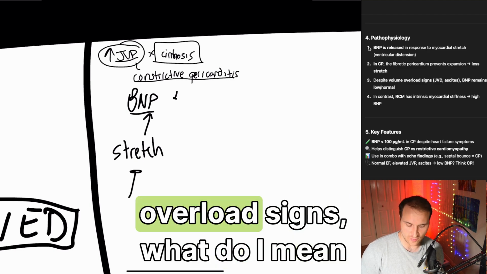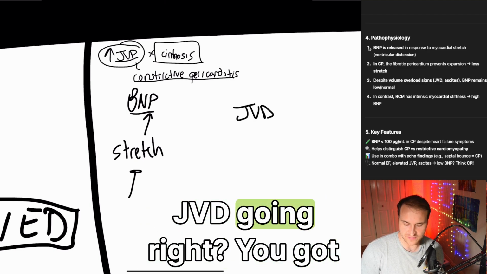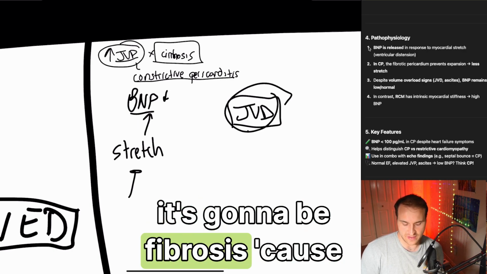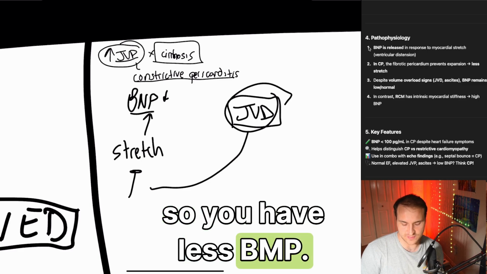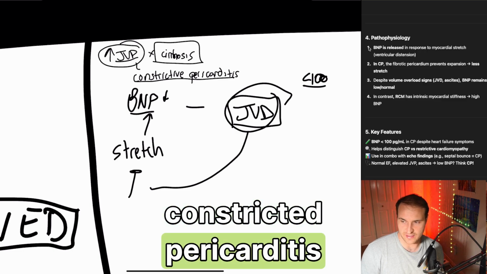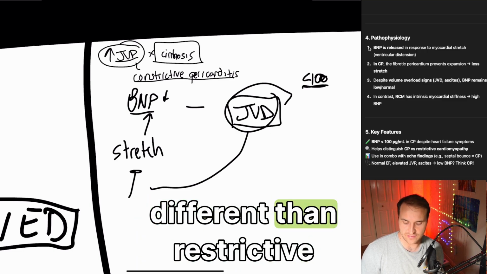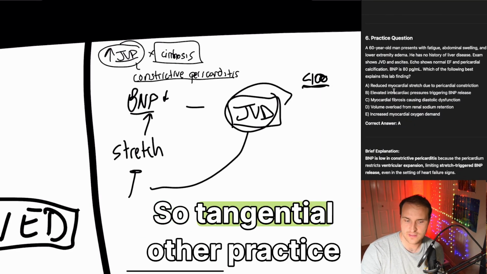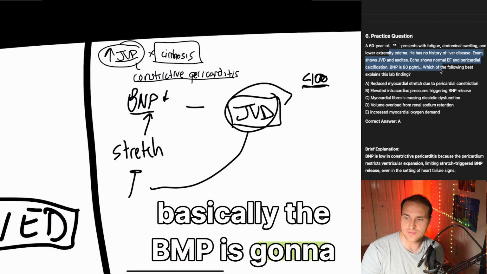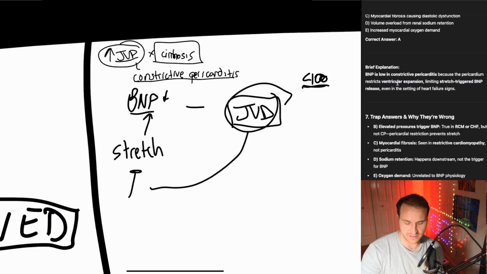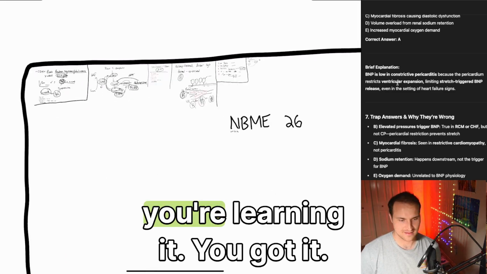So despite your volume overload signs, what do I mean by that? Well, you've got JVD going, right? You've got volume overload, but the BNP is not elevated. It's going to be fibrosis, so you have less BNP. And so if you see a BNP of less than 100, that's going to be constricted pericarditis despite the heart failure symptoms. And that's going to be different than restrictive cardiomyopathy, right? In restrictive cardiomyopathy, you have increased BNP. So, tangential other practice question, basically the BNP is going to be low in constricted pericarditis because of that fibrosis. And so the answer is A, reduced stretch due to pericardial constriction. So just watch out for that twist. Just wanted to go on that tiny tangent. And look at that, guys, you're learning it. You got it.